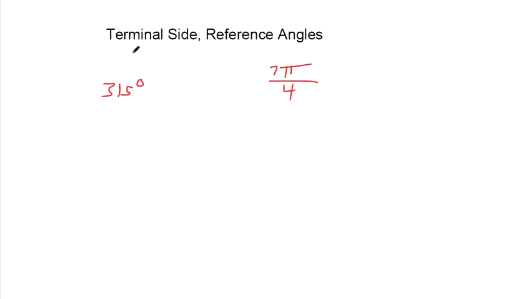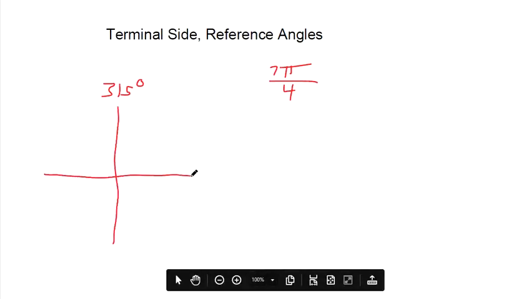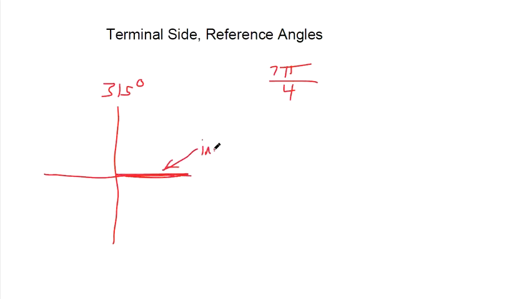A couple pieces of vocabulary: we've got the terminal side and reference angles. The terminal side of an angle just means where the angle finishes its rotation. And we always start here. This is the initial side. That's 0 degrees. That's how we would draw an angle of 0 degrees.